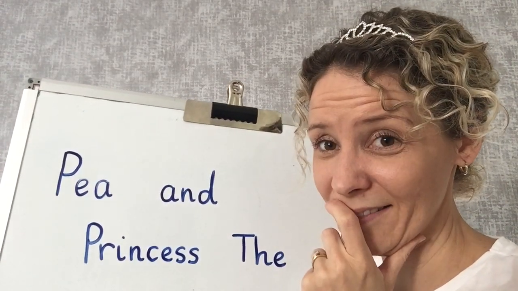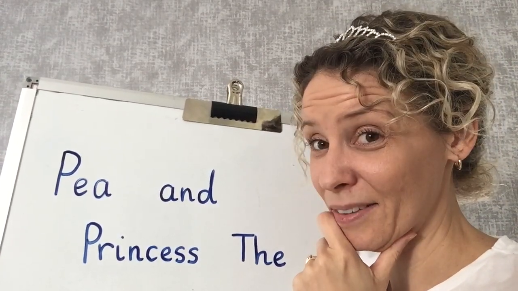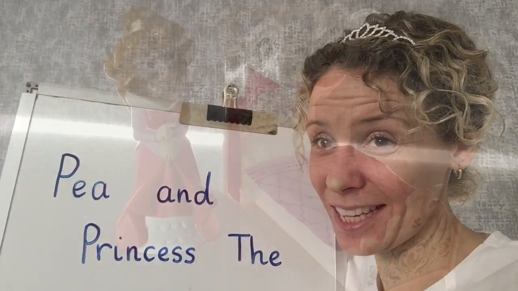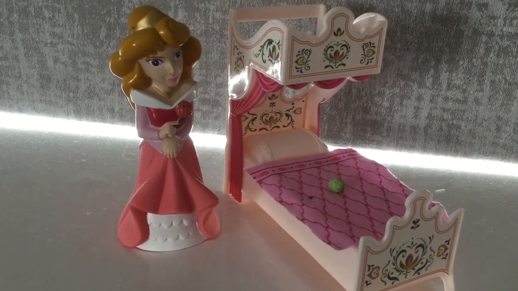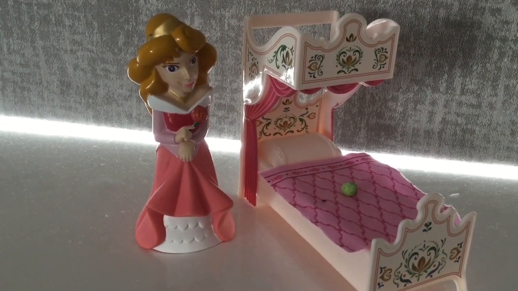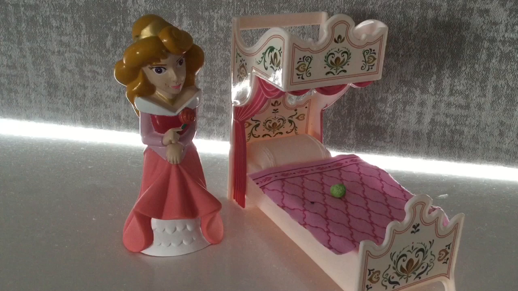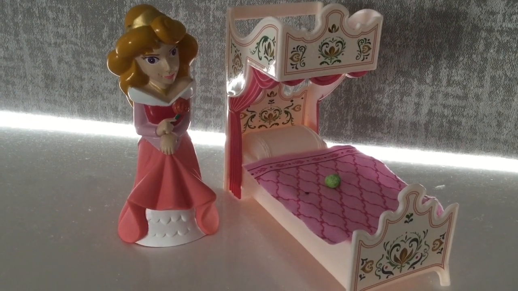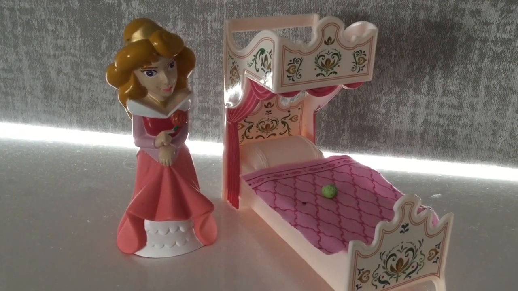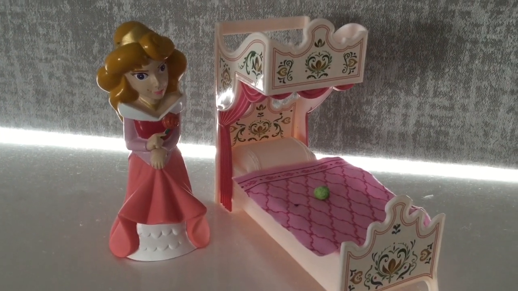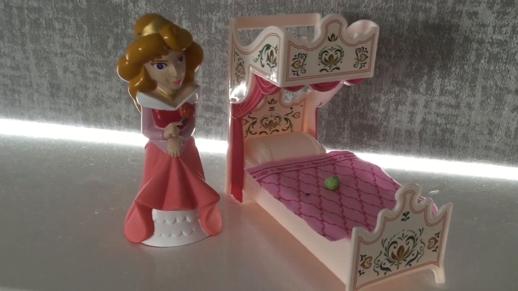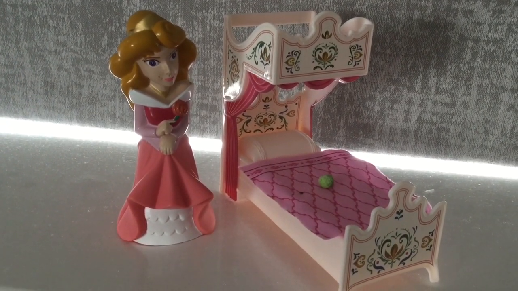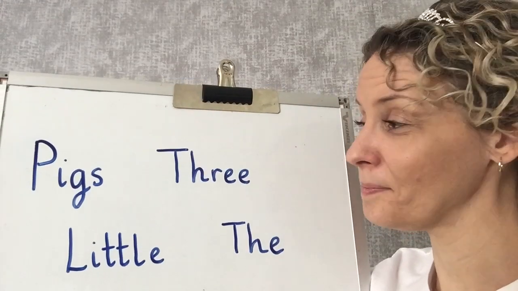So P and princess, the. What could that be? You think you know? Well, here are some props just to help you check. There we go. So we have a bed with a P on it and a princess. It's a princess and a P. Oh, yes, that's right. It's the fairy tale Princess and the Pea. Well done.